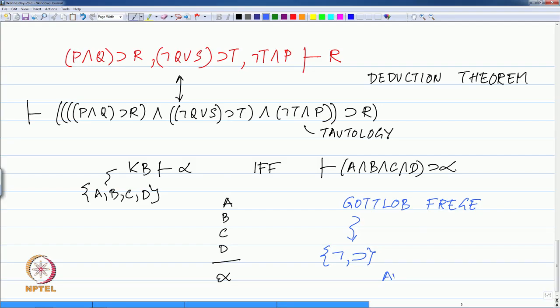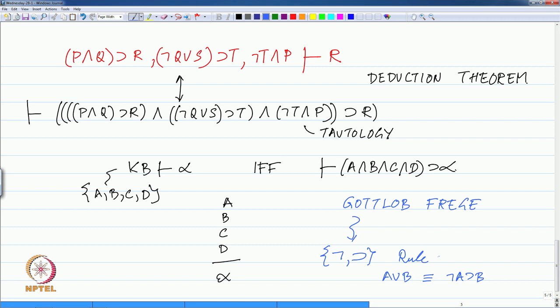So, for example, a simple formula like A or B is, as you can see, equivalent to saying not A implies B. I can always express it using just the negation and the implication. In fact, the way to show that this set is complete is to show that every other connective can be expressed using these two connectives. So here we have shown that OR can be expressed using not and implication, and you can show it for other connectives as well.